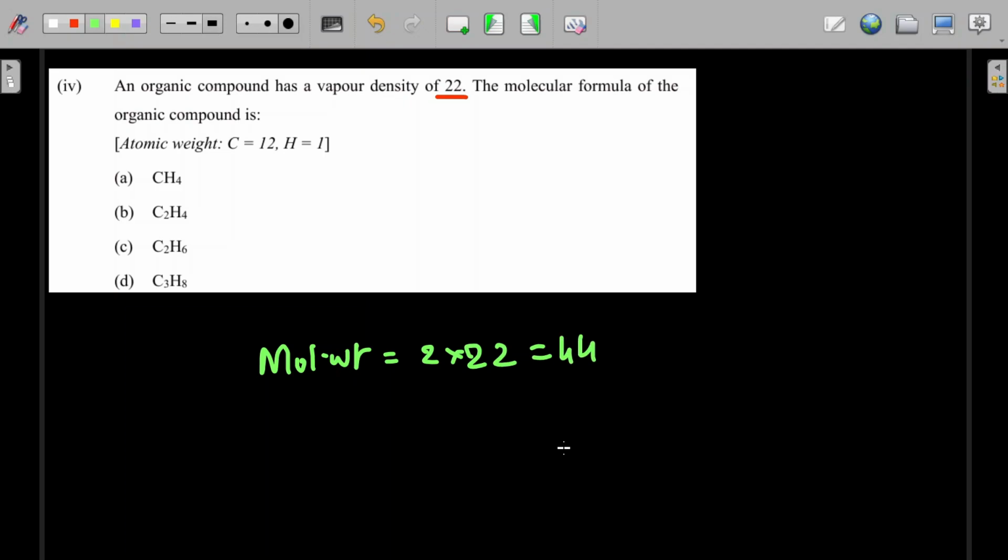Right. So 44. Next, you have to find which one has the 44. So which one is that? It should be the big one only, no? So D. 12 into 3, 36 plus 8, right? 44.